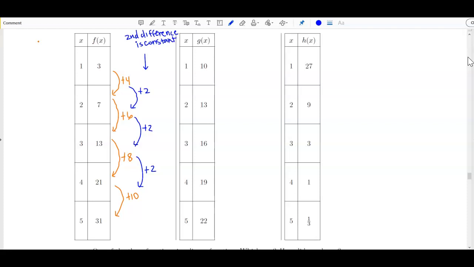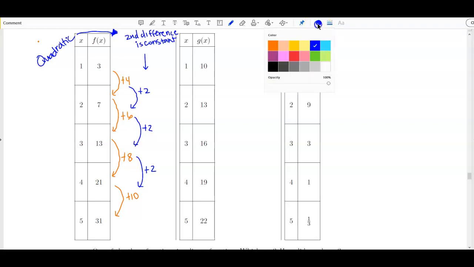This is the pattern that we're looking for when we're trying to decide, if we're given a table of values, is this linear, exponential, or quadratic? Okay, and so this one is quadratic. I'm going to just write that out over here. Because the second difference, that's the thing that's telling me it's quadratic, because the second difference is constant.